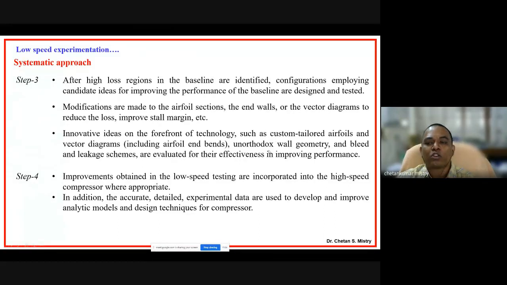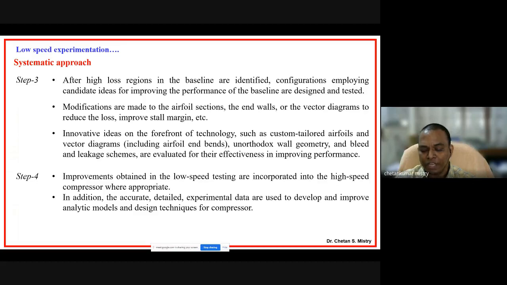It says orthodox wall geometry. I will show you what that is. Maybe you require, say, a bleed or liquid scheme. All those things you need to incorporate. Once you have all the details from the low speed testing facility, you need to incorporate them for the high speed facility.